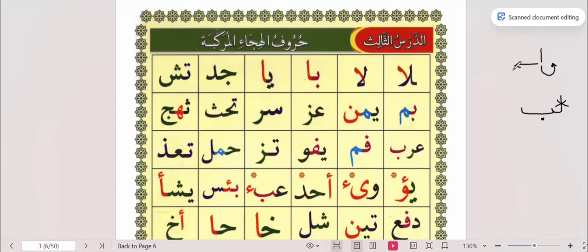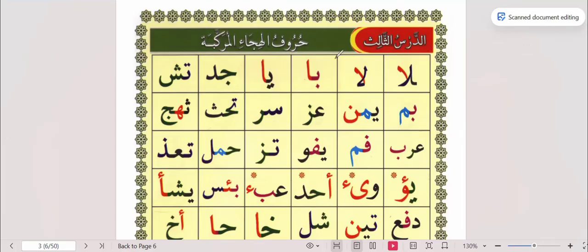Alif can only join a letter which is standing before it. Alif can never join to any letter standing after it. This is very important for you to remember. Alif can join with the letter standing before it. It cannot join with the letter standing after it. So, with this short explanation, let's begin the third lesson of this Qaida Zahabiyya.